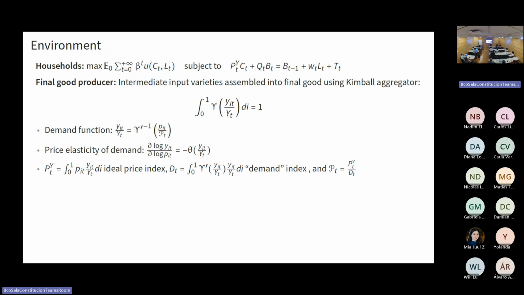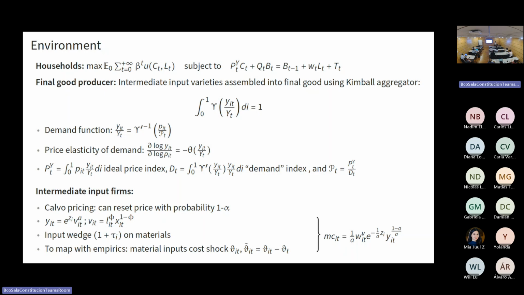And this squiggly P is going to be the relevant price for substitution when it comes to demand. It's going to be equal to the Lagrange multiplier of the cost minimization of the firm. The difference between these two price indexes is going to be this demand index that is going to capture the average curvature of preferences across different firms. Okay? In the case of CES, this is a number, and these two price indices coincide, but that is a special case, because CES is a special case of Kimball.